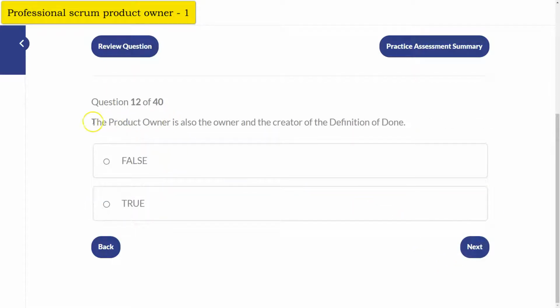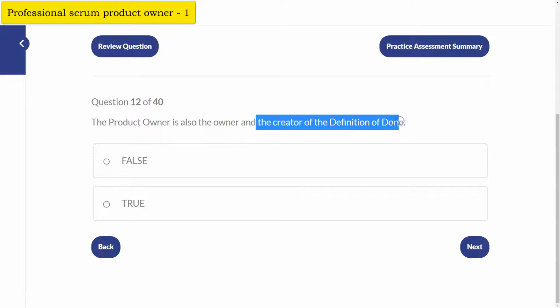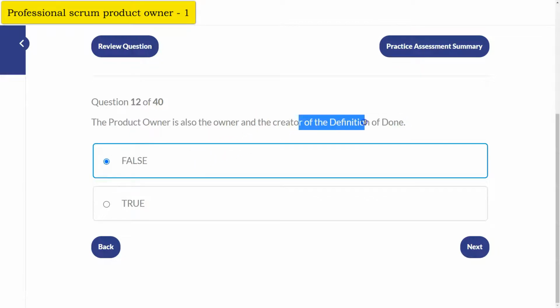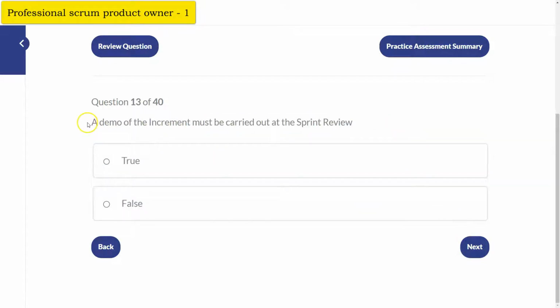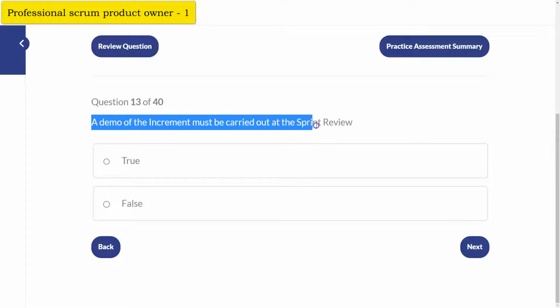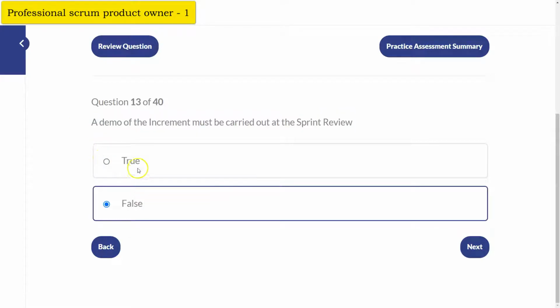Next question. The product owner is also the owner and the creator of the definition of done. Guys, the answer is false. Definition of done is provided by the organization or it is created by the Scrum team. Alright. So product owner does not even own or create the definition of done. Next question. A demo of the increment must be carried out at the sprint review. So guys, the answer is false.